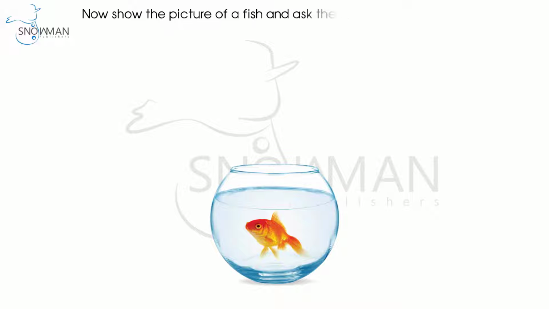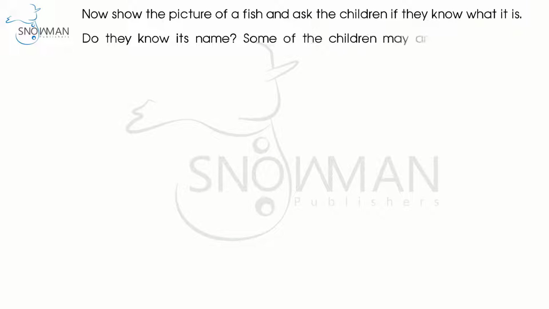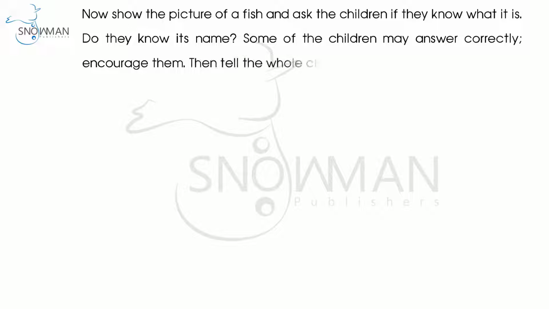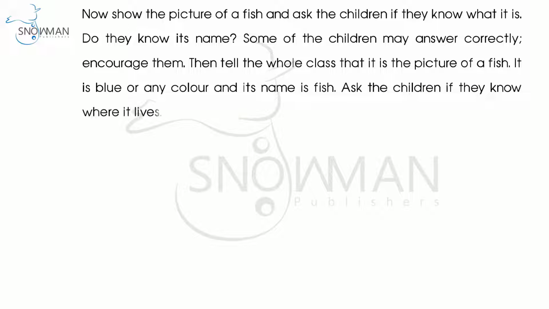Now, show the picture of a fish and ask the children if they know what it is. Do they know its name? Some of the children may answer correctly. Encourage them. Then tell the whole class that it is the picture of a fish. It is blue or any color and its name is fish. Ask the children if they know where it lives. Tell them that fish lives in water.